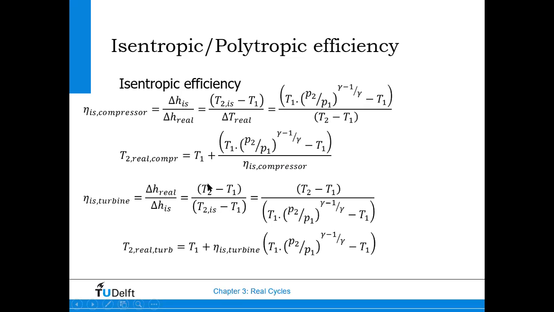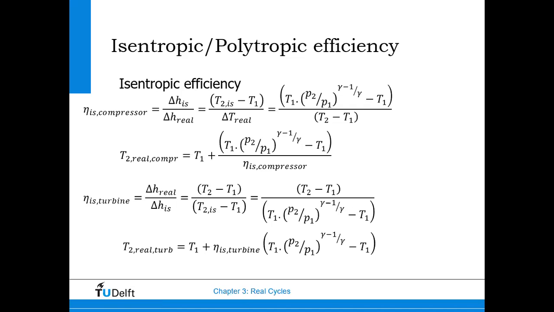So if you work that out again, and we assume a constant cp also in the turbine, you can work this out in this situation, and then you come to this formula for the turbine efficiency, for the turbine outlet temperature of the turbine. And you see that the real turbine outlet temperature is higher than the isentropic turbine outlet temperature. So this is all for isentropic efficiency.